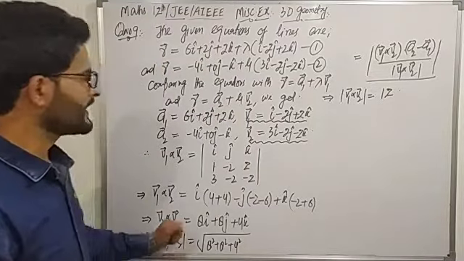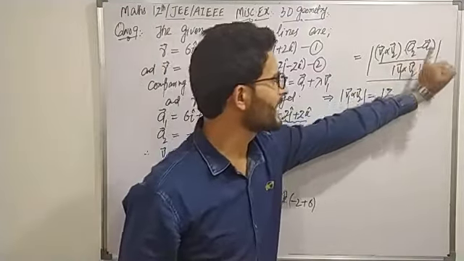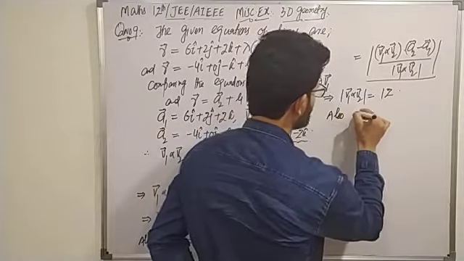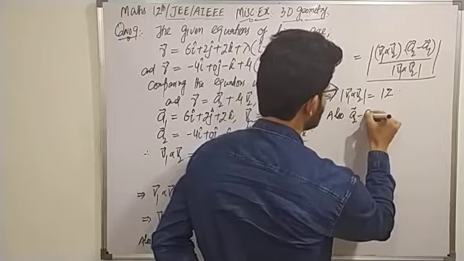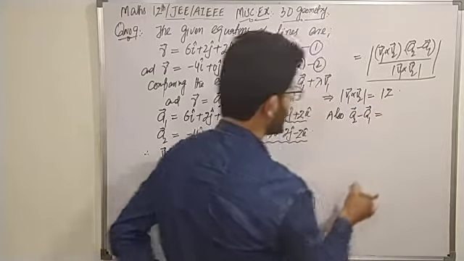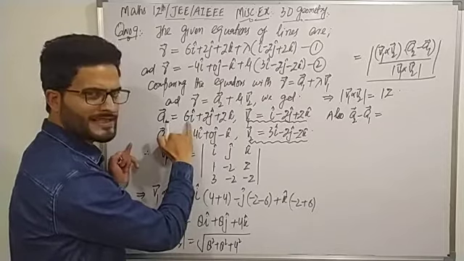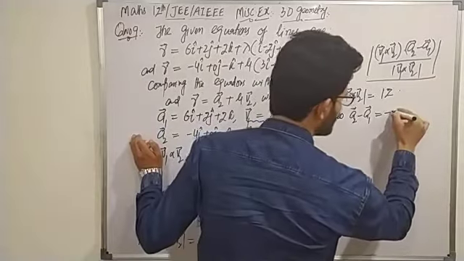Now we have to calculate the value of a2 minus a1. Vector a2 minus vector a1 is equal to minus 4i minus 6i, so minus 10i.